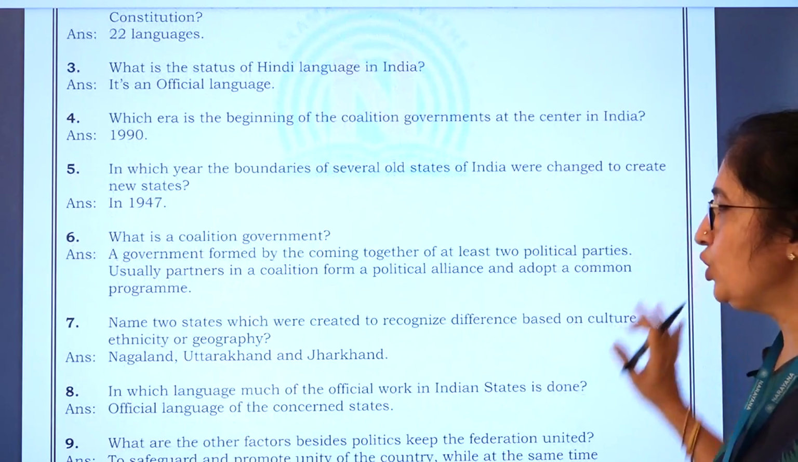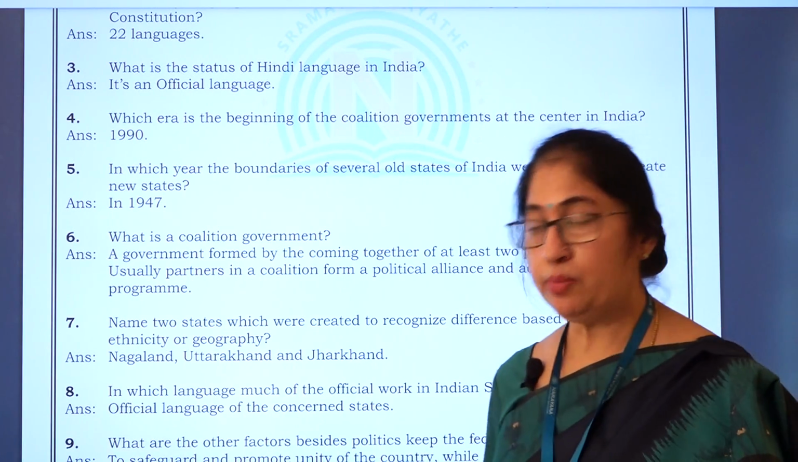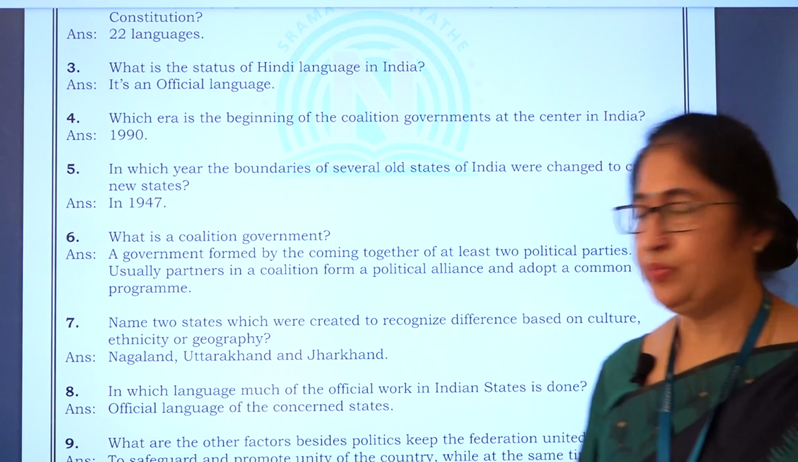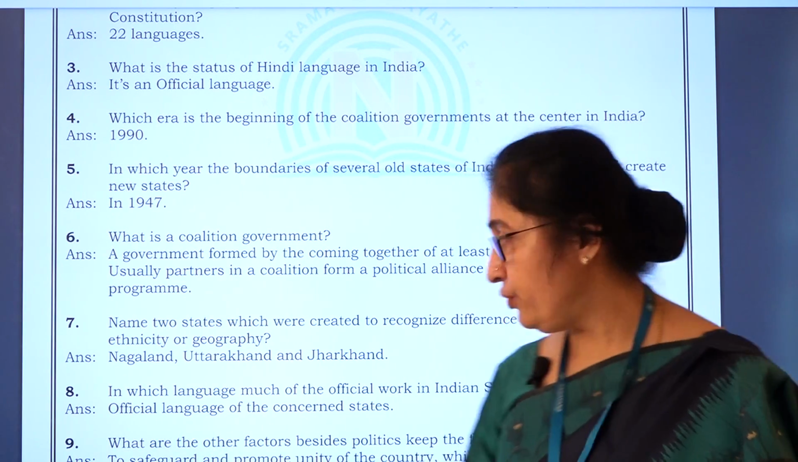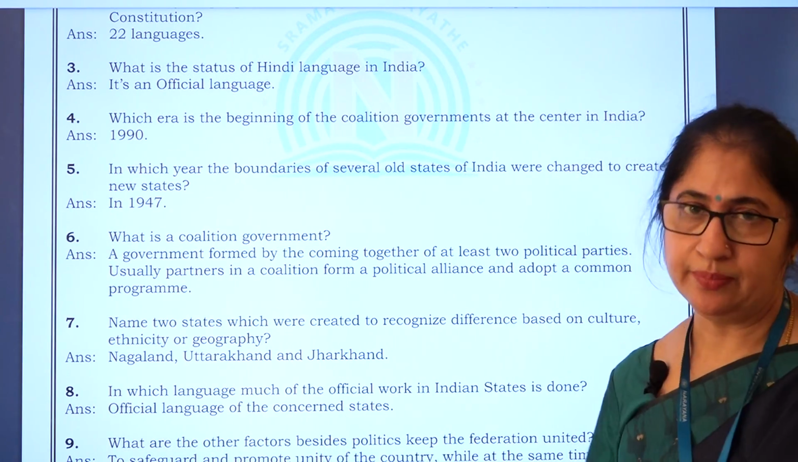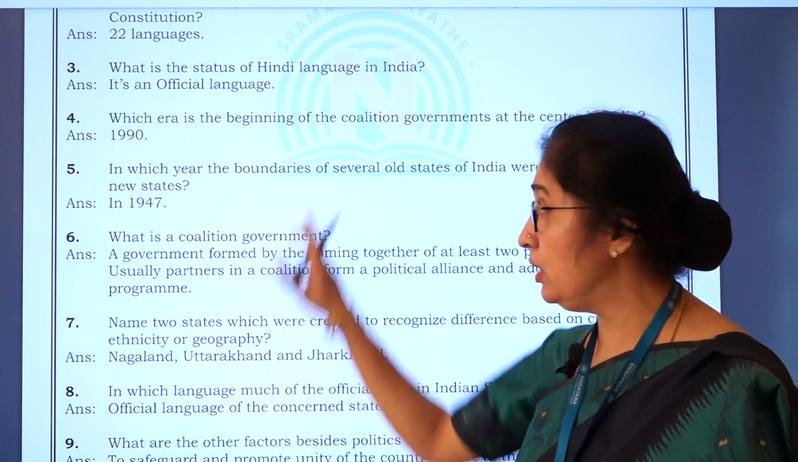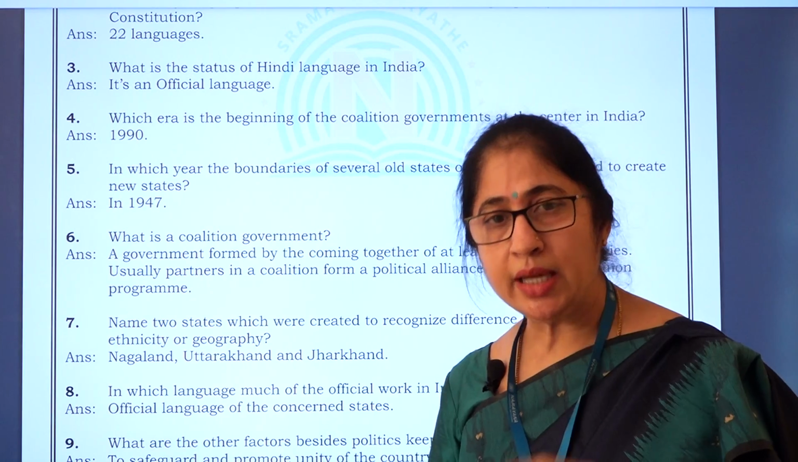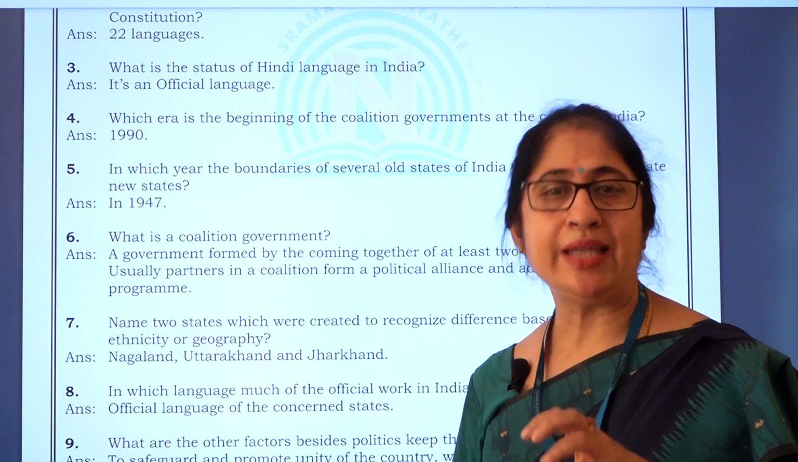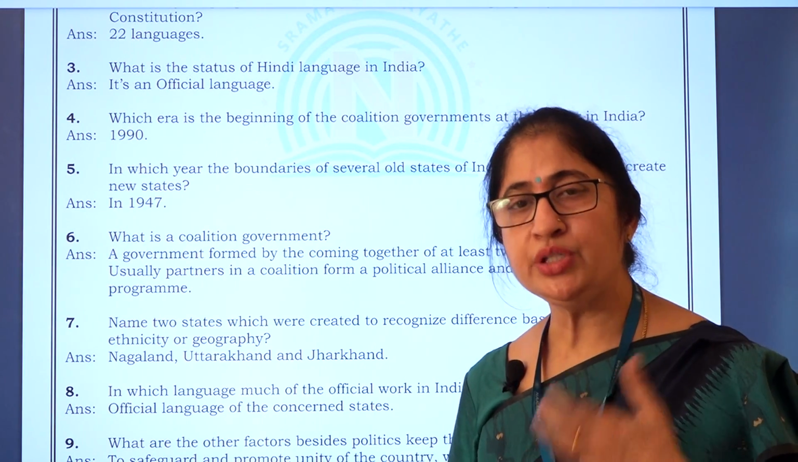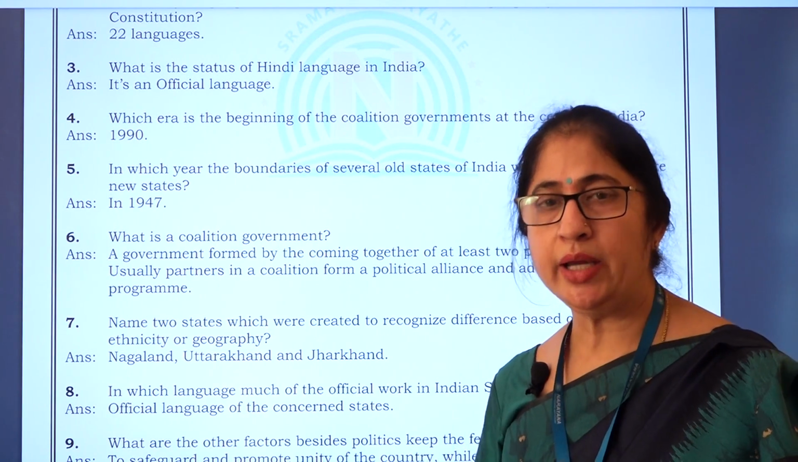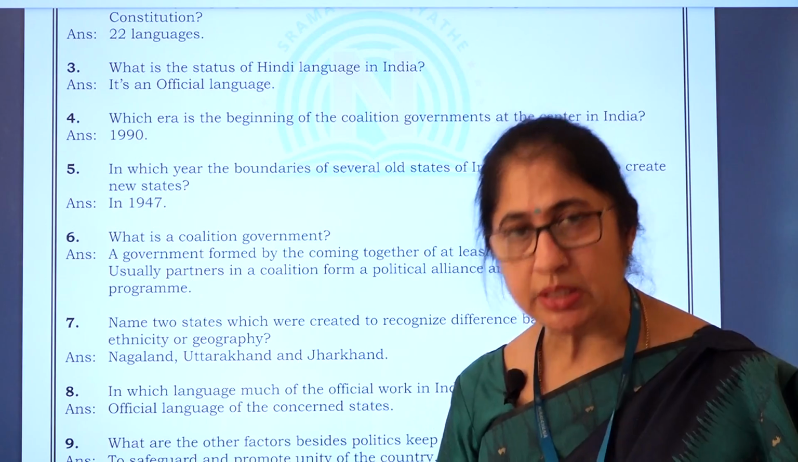Now what is the next question? In which language much of the official work in Indian states is done? The official languages of the concerned states. So as we know, we have already learned 22 scheduled languages are there, because there are certain states with which the official work will start. That means the administration will be communicated in their own respective state language.